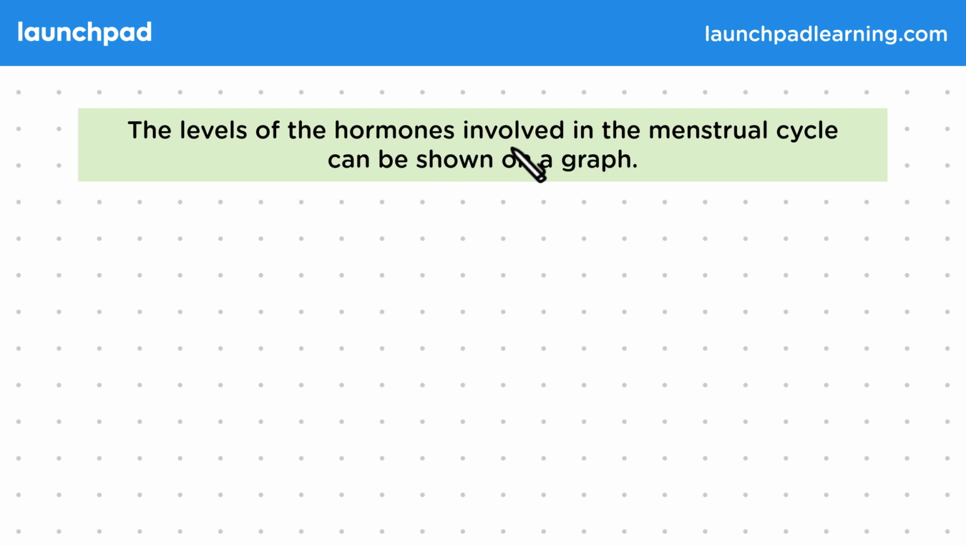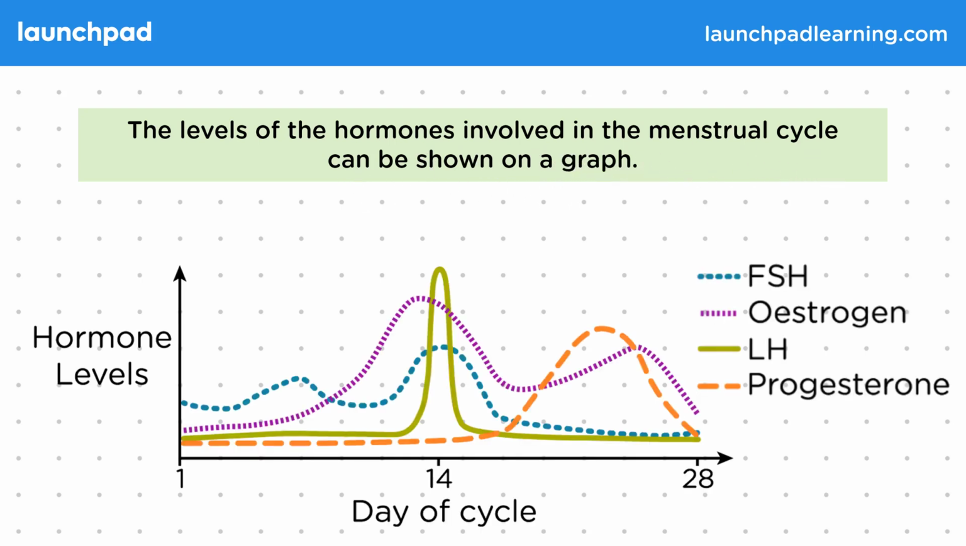The levels of the hormones involved in the menstrual cycle can be shown on a graph. For the exams, you should be able to extract and interpret data from graphs showing hormone levels during the menstrual cycle. You don't need to memorize the exact shape of the graph.